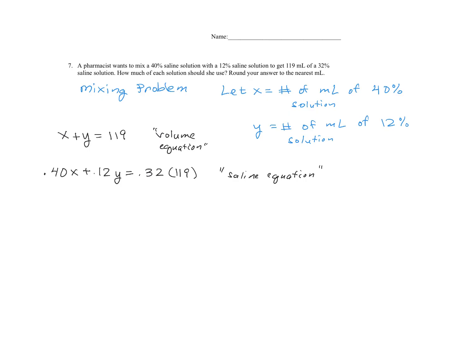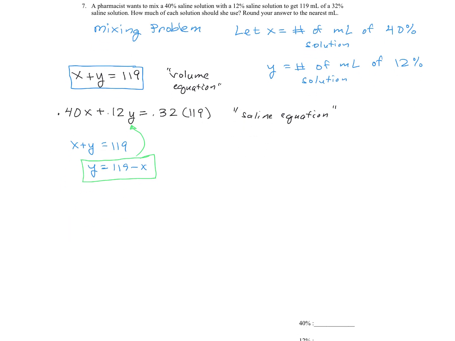We can solve them any way you want to, but I think you'd agree that substitution looks easiest, because it's so easy to get the x and y from the first equation. So we're going to take this equation and solve for y. From that first equation, we know that x plus y equals 119, so y is equal to 119 minus x. We can now substitute this into the other equation right there.